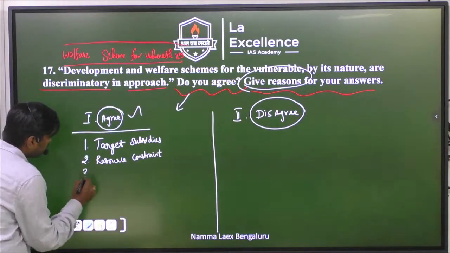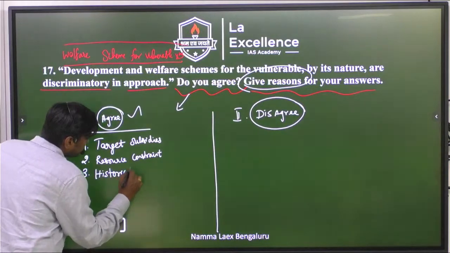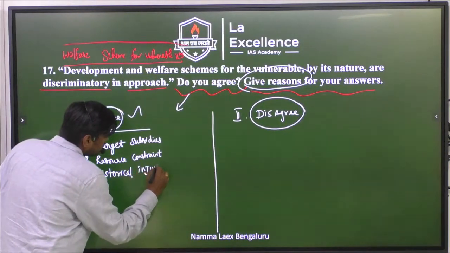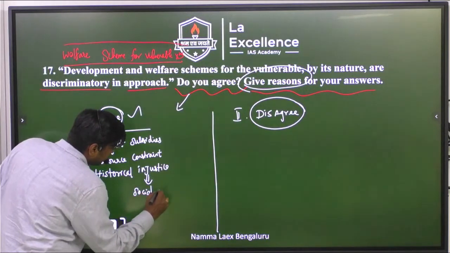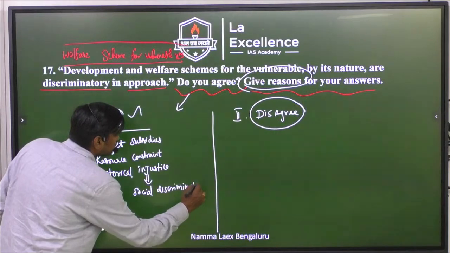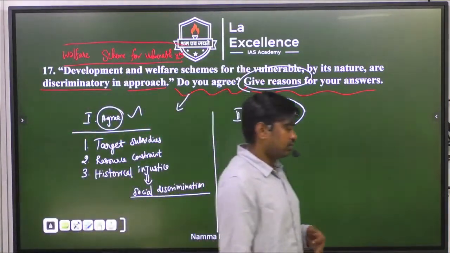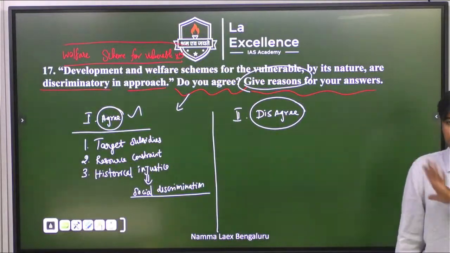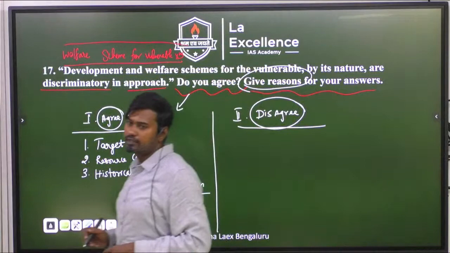Then one more thing you can say, it is also because of historical injustice. What is that injustice? Social discrimination. Kindly write it. This is also one reason we are discriminating between people based on vulnerable and non-vulnerable sections. Why do we do that? Because of these three reasons. You can write it. But now you can come and disagree with this.